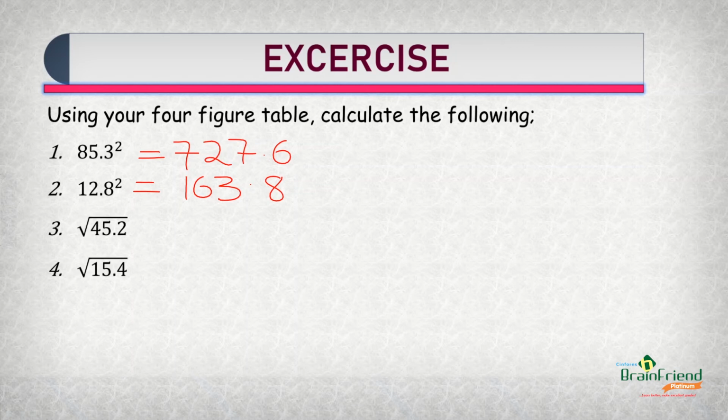Number 3, the square root of 45.2 is 6.723. And number 4, the square root of 15.4 is 3.924. If these were your answers, you are correct. Now, having solved those, we have come to the end of today's class.